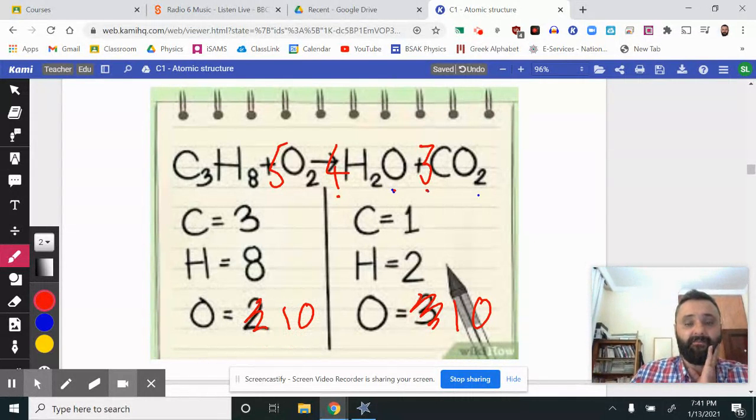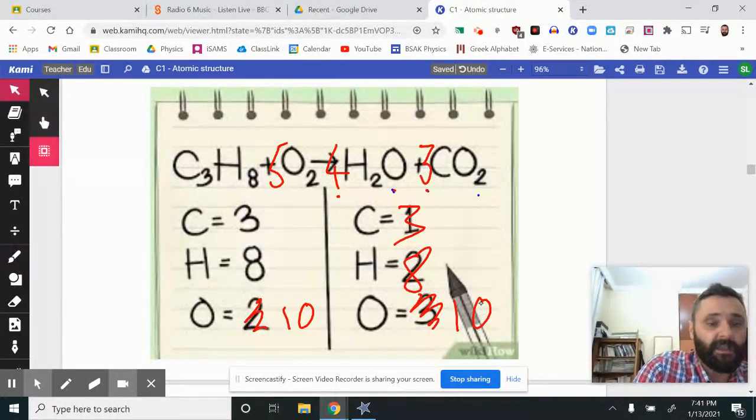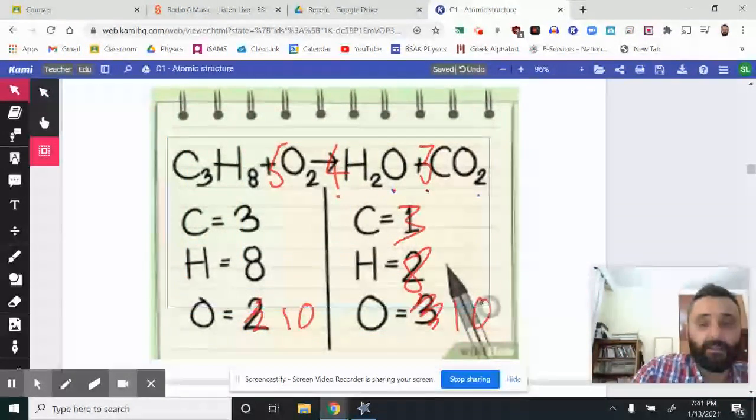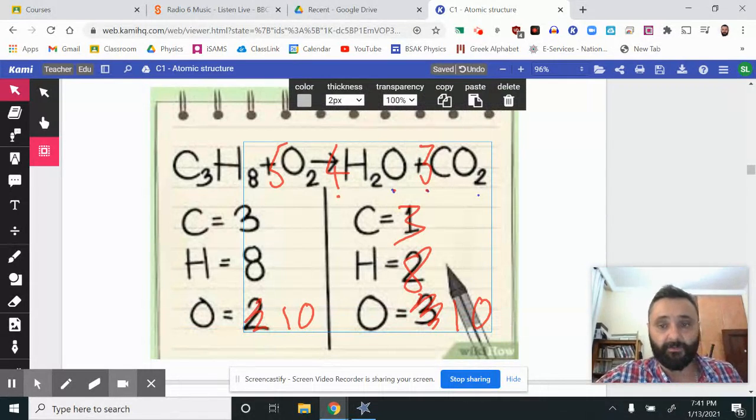So we now have carbons, 3 on the left, 3 on the right. Hydrogens, 8 on the left, 8 on the right. And oxygens, 10 on the left, 10 on the right. Okay. Now, admittedly, that was a fairly challenging one. So let's just do a couple of easier ones next.